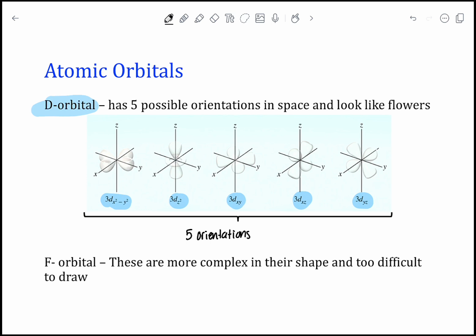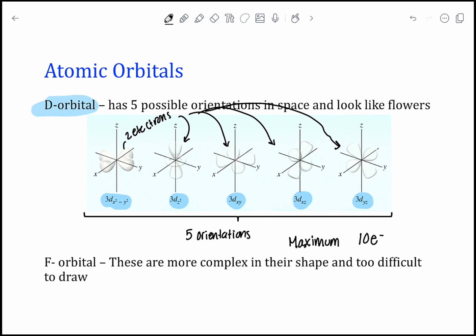And just like our previous orbitals, each orientation can hold 2 electrons, meaning in total the maximum amount of electrons is 10 electrons. So the d orbital can hold a maximum of 10 electrons because each orientation holds 2 electrons, and there are 5 orientations of the d orbitals.